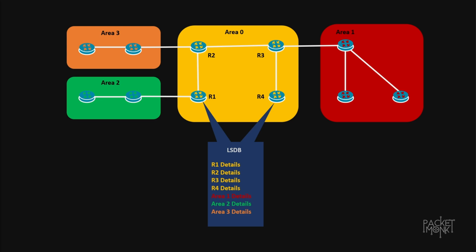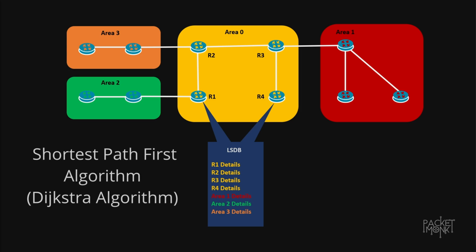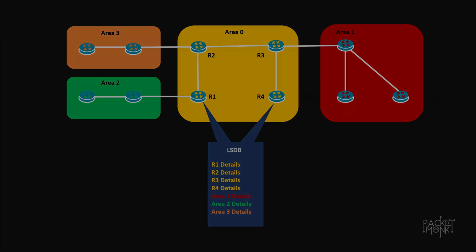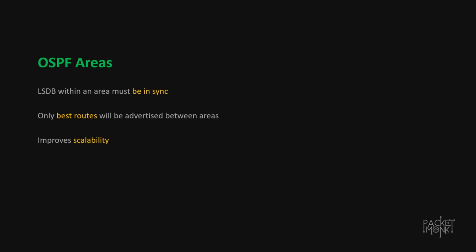Another advantage of having OSPF areas is that it improves the convergence time. OSPF uses the SPF algorithm to calculate the best path. So if there are many entries in the database, the algorithm will be slower to find the shortest path as it has to go through all the entries in the database. By breaking a larger network into smaller logical areas, the OSPF database size remains smaller, which in turn improves the efficiency of the SPF algorithm. So to summarize, all the routers within an area must have the same LSDB and only the best route details from an area will be exchanged to another area. And the area concept increases the scalability of OSPF and improves the convergence time.